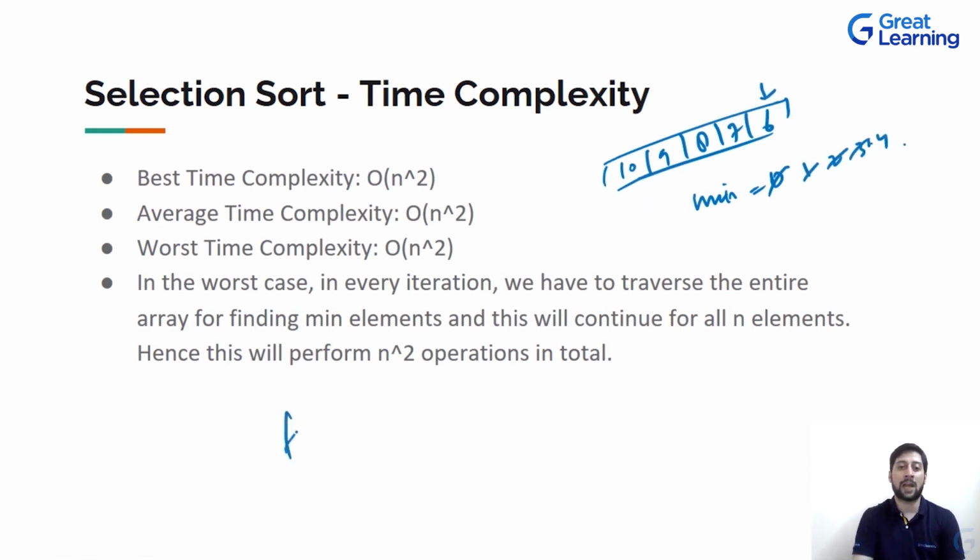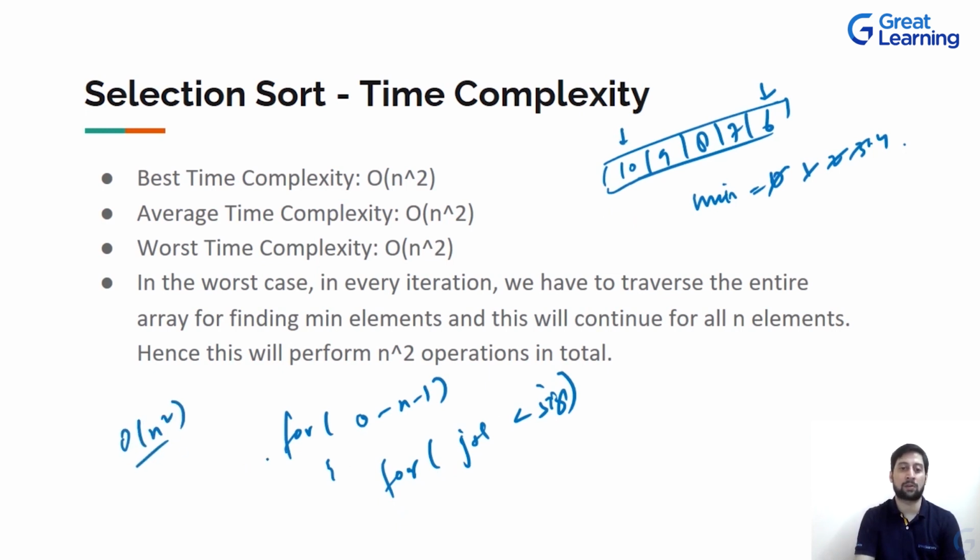Now what happens? We have the outer loop that is working from 0 to n minus 1 and the inner loop that is working from j plus 1 to the size. So in any case, whether we have this unsorted array that is here, we will still be traversing big O of n square times because we have these two nested for loops which are working up to the size of the array. Done. And the same thing happens in the average case as well.